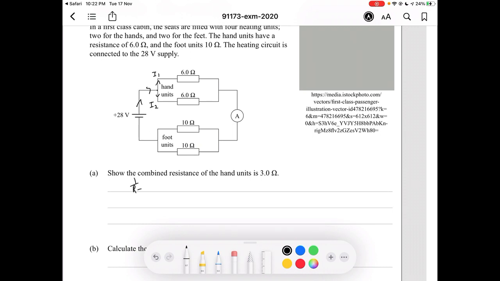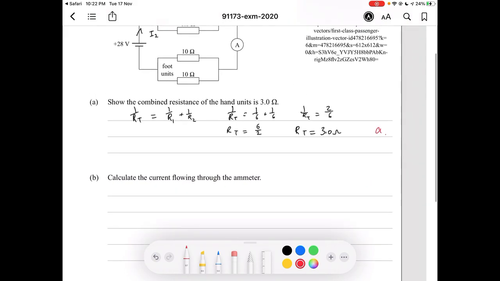So our formula is 1 over R total equals 1 over R1 plus 1 over R2. Therefore, 1 over R total equals 1 over 6 plus 1 over 6, which is 2 over 6. Therefore R total equals 6 over 2, because you take the inverse, and you should get the resistance is 3.0 ohms. That's our final answer. That should just be an achieve level question.